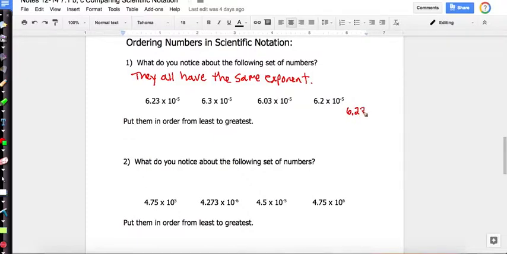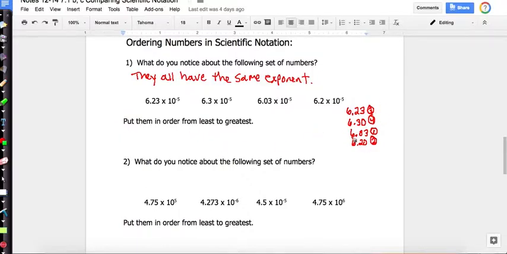So 6.2300, 6.3, and we can drop in a 0. 6.300, whoops, and 6.2, and I can drop in a 0. So now as we look at these, we can see they all begin with a 6. So we have 2300ths, 3000ths, 300ths, and 2000ths. So this is the smallest, so put a 1 there. This would go second, so put a 2. Third, and fourth.